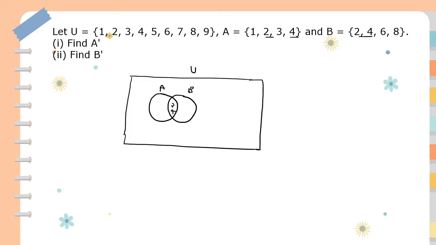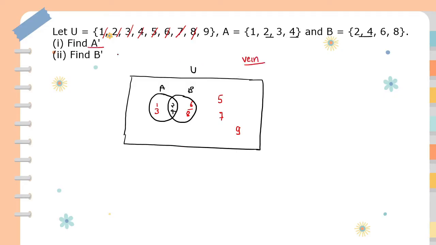Let me use a different color. So a contains 1 and 3, b contains 6 and 8, and 1 is gone there, 2 is also gone, 3 is also gone, 4 also gone. So 5 is outside here, so 5 also gone, 6 also gone, 7 outside it, so 7 also gone, 8 also gone, and 9 here. So we have represented this in a Venn diagram.